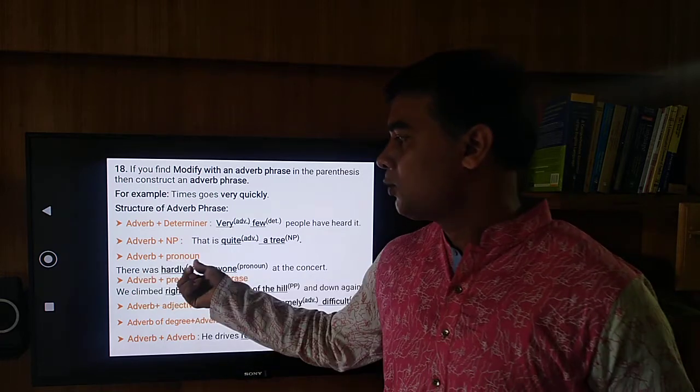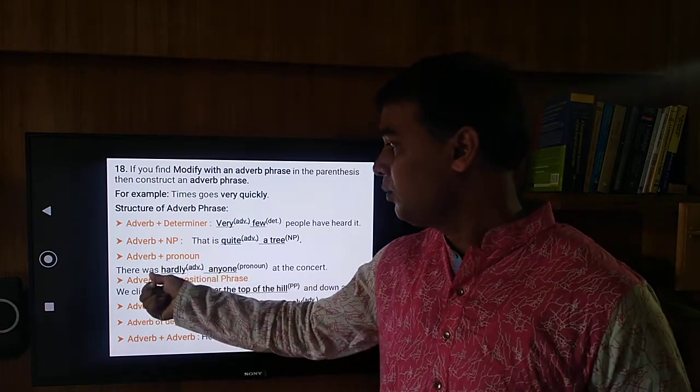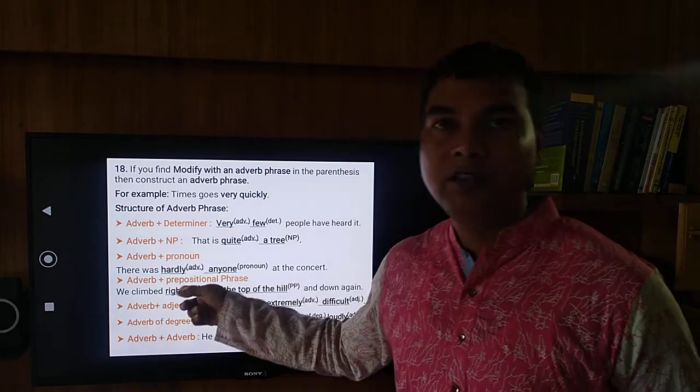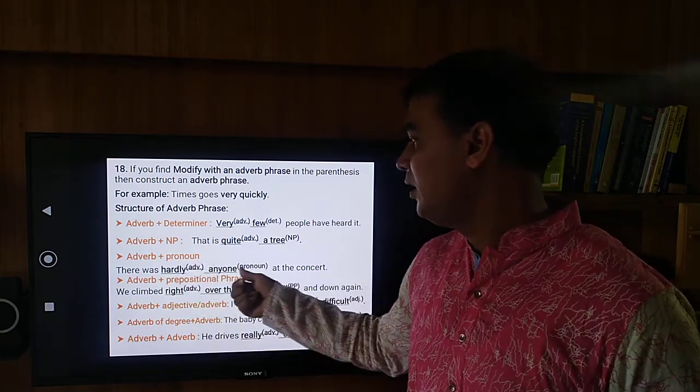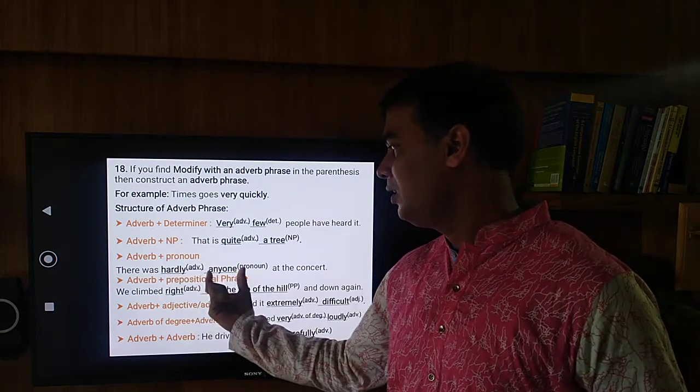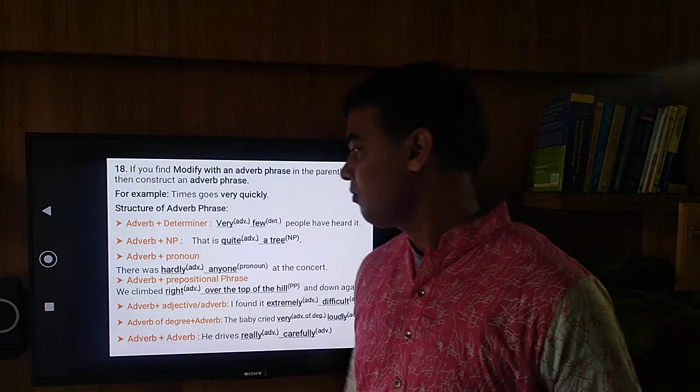Again, adverb plus pronoun. For example, there was hardly anyone at the concert. Adverb hardly, pronoun anyone. So combining these two things, adverb plus pronoun, hardly anyone, this is an adverb phrase.